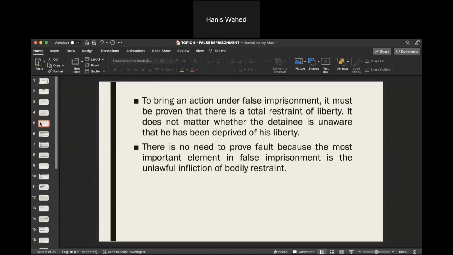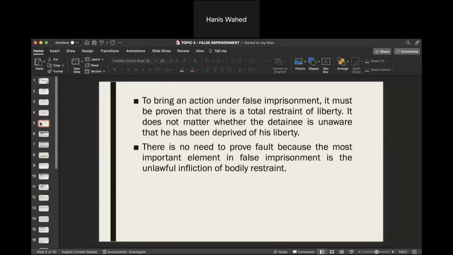Another thing that you need to remember is that this is actionable per se, like what I've mentioned before. All trespass to person are considered actionable per se. So the plaintiff does not have to prove any actual injury or damage. It is sufficient if the plaintiff is able to prove all the elements of false imprisonment.